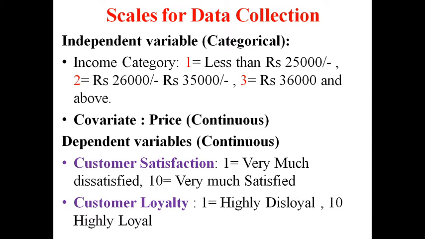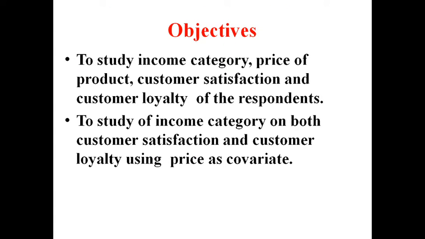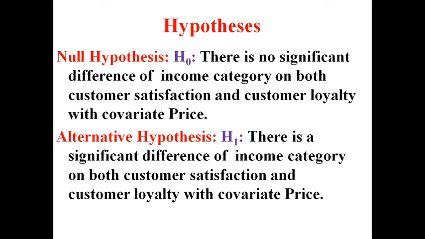And the numbers between 1 and 10 have the appropriate meaning. Now what are our objectives? Our first objective is to study income category, price of the product, customer satisfaction and customer loyalty of the respondents. Second, to study the effect of income category on both customer satisfaction and customer loyalty using price as covariate. So here we will control the covariate price.